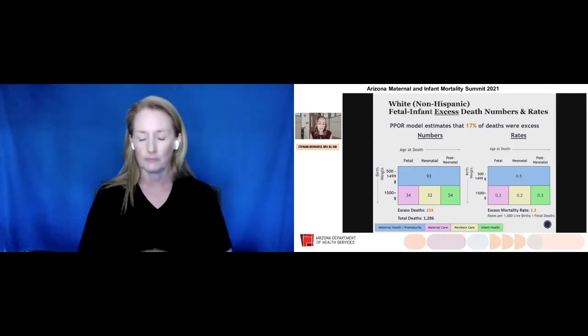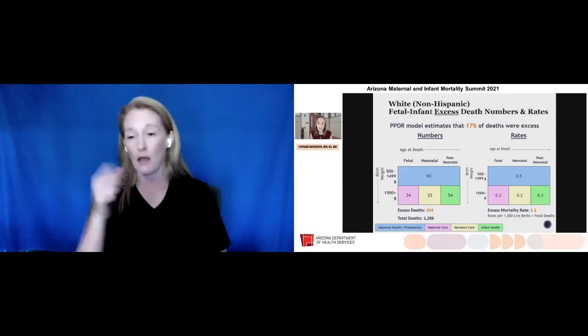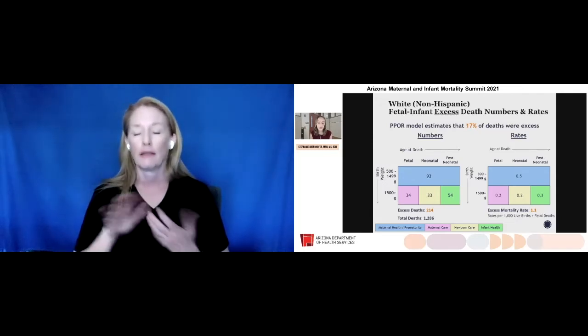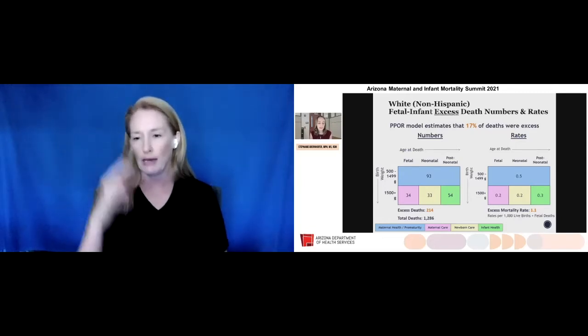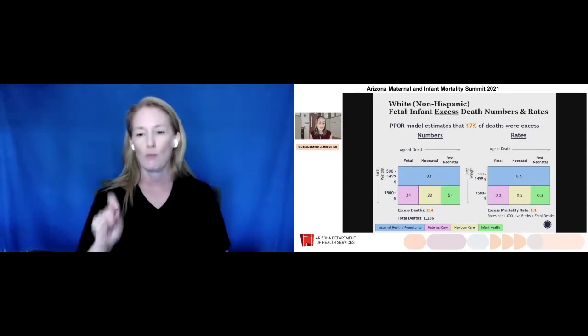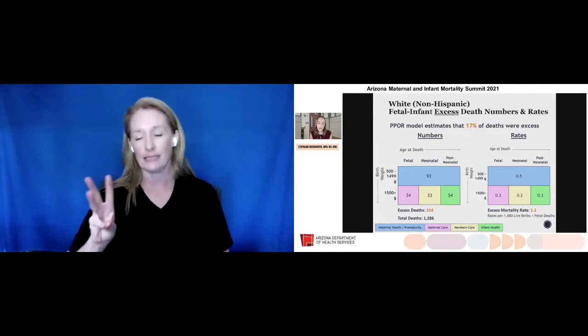And finally, for whites and non-Hispanics, their excess mortality rate was the same as Hispanics and Latinos, 1.1 deaths per 1,000 live births and fetal deaths. And of the 1,286 deaths, 214 were in excess, which is also 17% of the deaths.